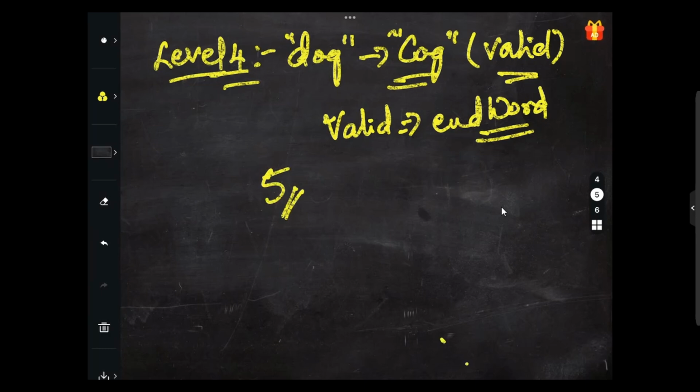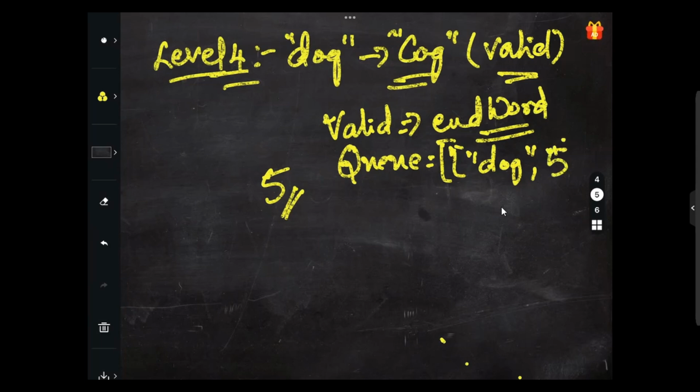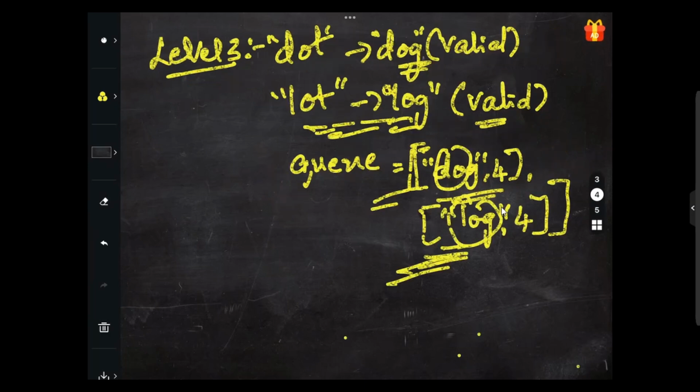So here, 4th level, now the queue contains level 5, right? The queue will be here in this case. You can clearly see dog, comma, 5 here. Cog, comma, 5 here in this case, right?